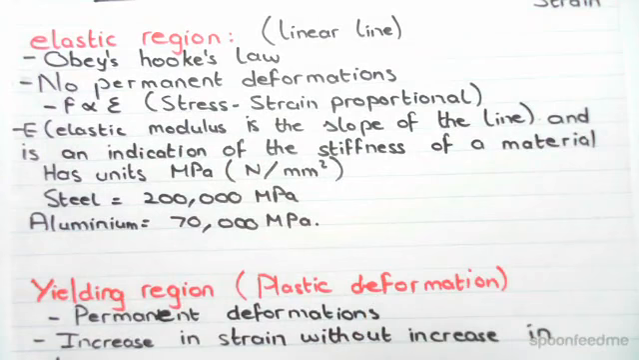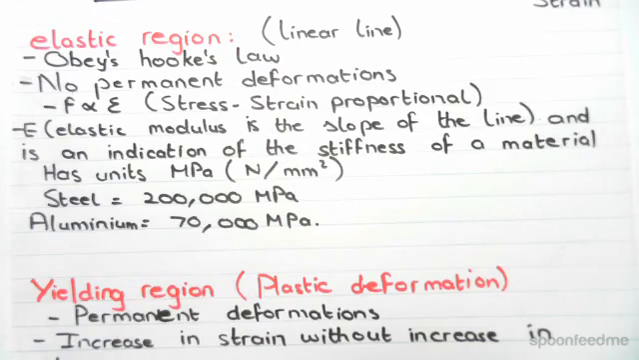no permanent deformations. This means if we load the metal and it stays in the linear region, unloading it will make it go back to its original dimensions. So nothing permanent. Okay, the next point, I already stated this. Stress and strains are proportional, giving us the straight line.